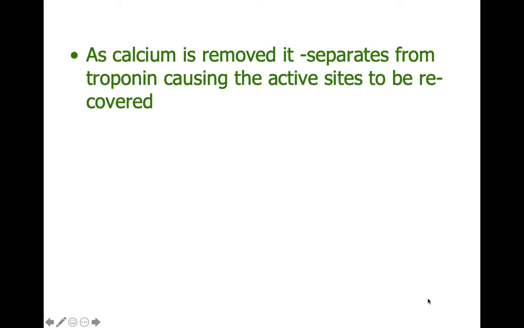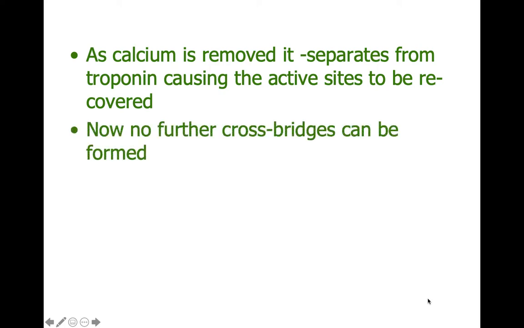Well, when the calcium ions get taken away, the troponin changes its shape. When the troponin changes its shape, the tropomyosin goes back to its original position, which covers the active sites on the actin. Once those active sites are covered, no further cross bridges can be formed until the next impulse comes through, right? And again, these are the same diagrams.